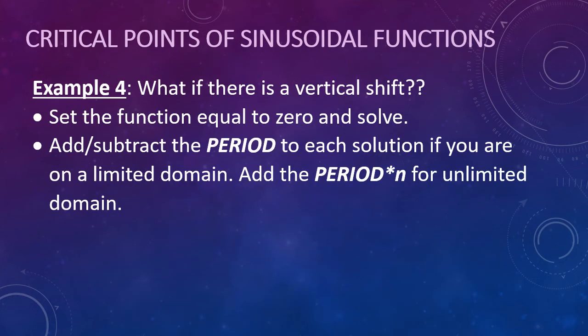All right, so what happens if there's a vertical shift? Today we're going to talk about vertical shifts just a little bit. You have to set the function equal to 0 and solve the function to find the theta values. And then we are going to add and subtract the period to each solution if we are on a limited domain, and then add the period times n for an unlimited domain. So that's not much different than what we were doing before.